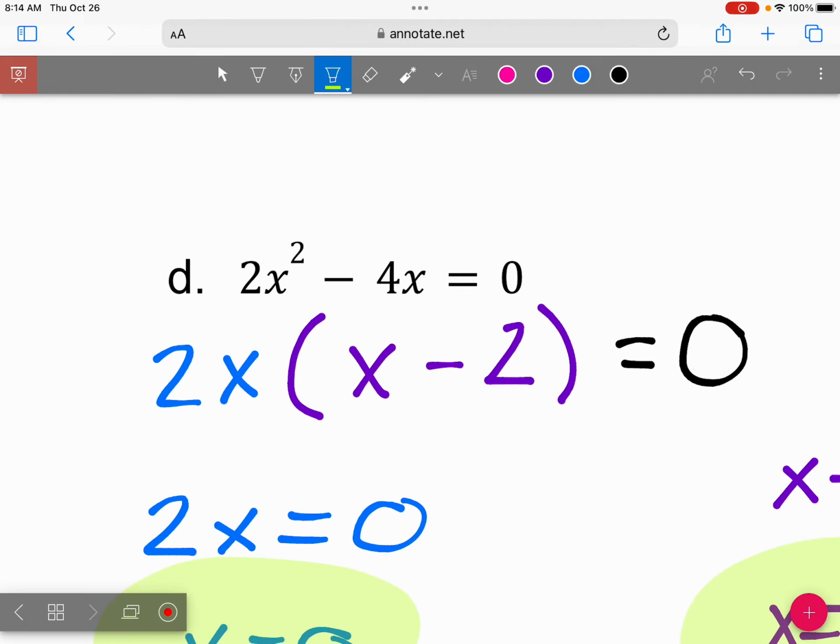It was our greatest common factor between 2x squared and 4x. So we always check for a GCF first when we're factoring.